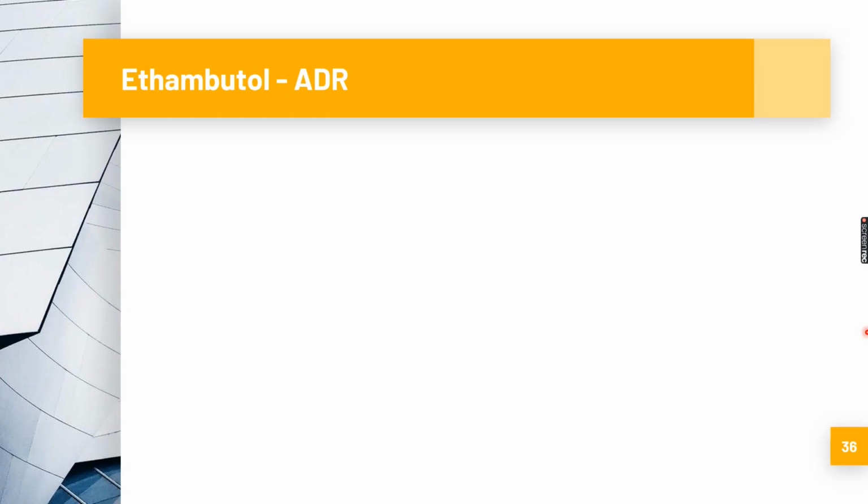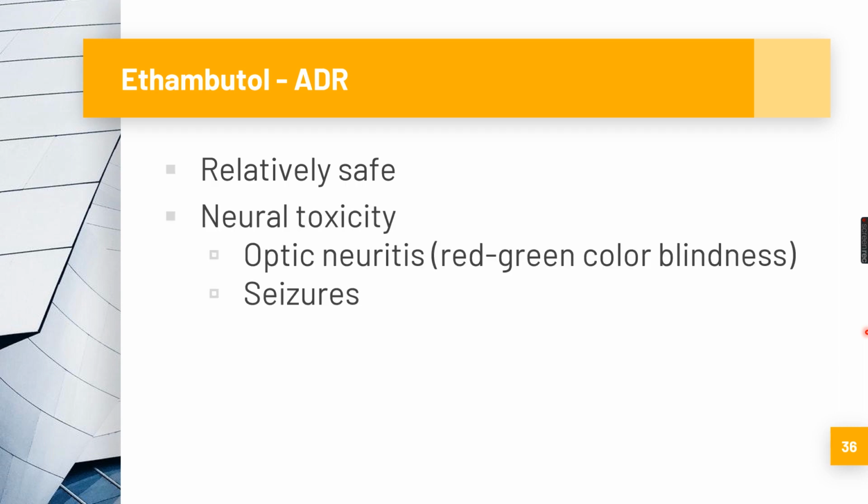When we talk about the adverse drug reactions for ethambutol, it is relatively safe, but sometimes it can cause neuronal toxicity, like optic neuritis, causing red-green color blindness, and children cannot perceive this color blindness properly, so we have to be extra cautious when we give it to children, and sometimes it can cause seizures also.